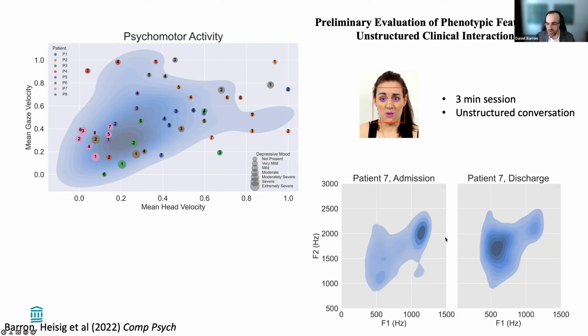Another feature that we quantified was vocal signatures, so how someone's voice sounds. Here's a patient who came in on admission, with very monotonous speech, very depressed. And then at discharge, this patient's speech is much more varied. So you can see it's a constricted vocal signature here, which then expands at discharge.